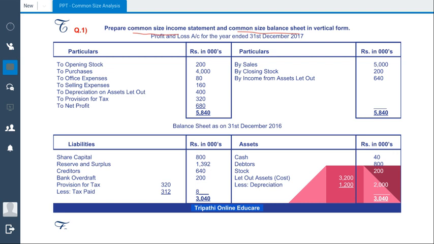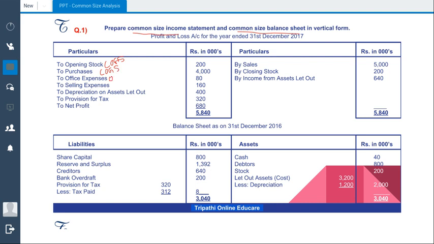right? So now we'll have to find out which item goes under which heading. So opening stock, if we talk about profit and loss account, we will have to convert this into vertical common size statement. So opening stock will go in COGS, cost of goods sold. So we'll write here cost of goods sold. Purchases will again go under cost of goods sold.